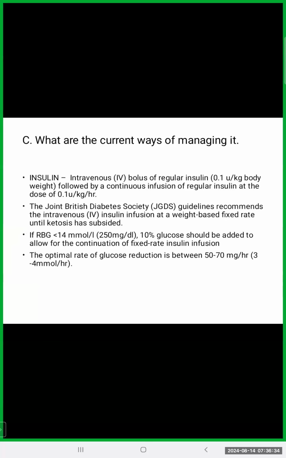Then as regards the insulin administration, depending on the body weight, we want to give 0.1 units per kg body weight intravenously. Then we want to do a continuous infusion at a dose of 0.1 units per kg per hour. There's a guideline from the Joint British Diabetes Societies that recommends using a weight-based fixed rate until the ketonemia subsides. Depending on whether the patient is conscious or not, we decide whether to use an insulin infusion, or if the patient can feed, we use subcutaneous insulin administration. The target is an optimal glucose reduction of between 3 to 4 millimoles per hour.